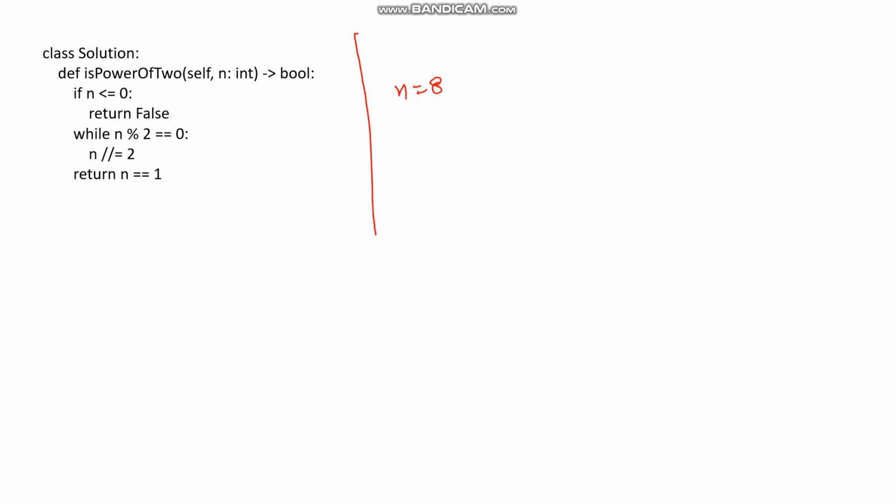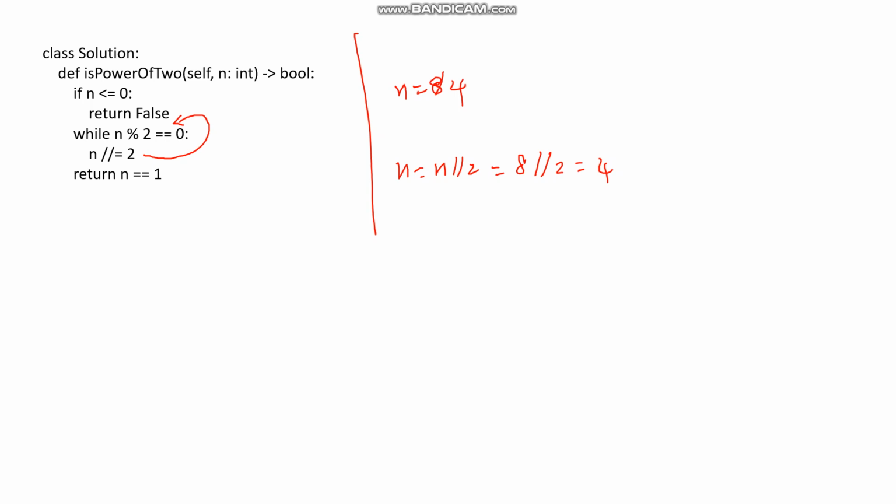n integer division equals 2, which means n equals n integer division 2. 8 integer division 2 is 4, so the n value becomes 4. Now again go to the while loop condition: n mod 2 is equal to 0. What is the n value? 4.